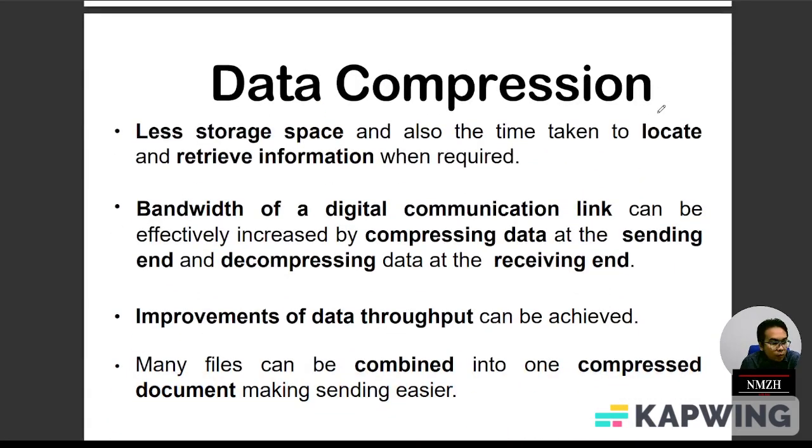Speaking about data compression, it needs less storage space and less time taken to locate and retrieve data when required. The bandwidth of the digital communication link can be effectively increased by compressing data at the sending end and decompressing data at the receiving end. So by compressing the data, it goes from A to B consuming less bandwidth. It improves the data throughput, obviously, and many files can be combined into one compressed document, making the sending process easier.